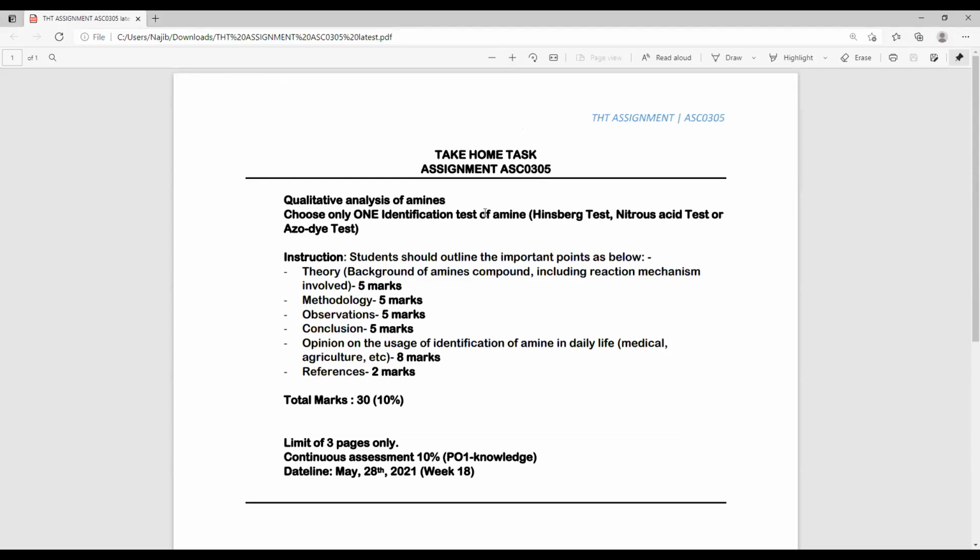So in chapter amine, basically ada identification test of amine. So which is Hinsberg test, nitrous acid test, or azodide test. Alright. So based on this test, you need to choose only one. Okay, one identification test of Hinsberg test, nitrous acid test, ataupun azodide test. Then based on this test yang awak dah pilih, ikutlah. Saya tak ada fixkan orang ni kena ambil Hinsberg test, orang ni kena ambil nitrous acid test, orang ni kena ambil azodide test. So terpulang ikut kemampuan je.